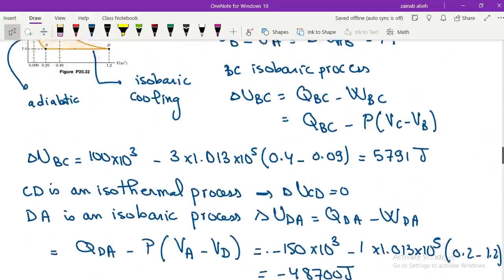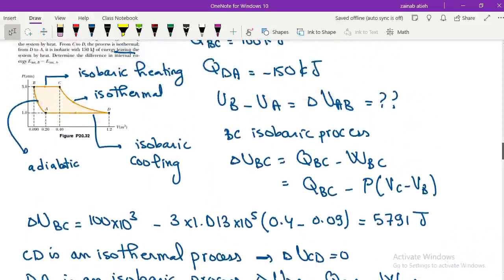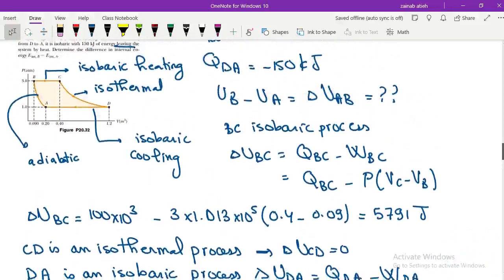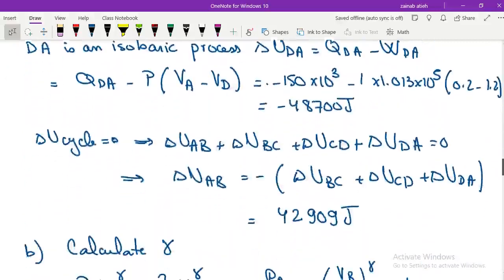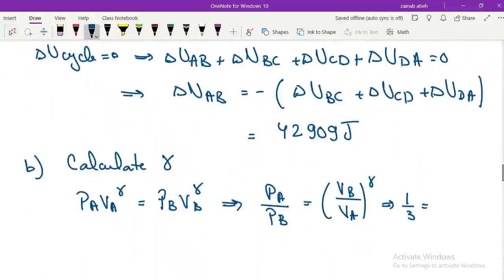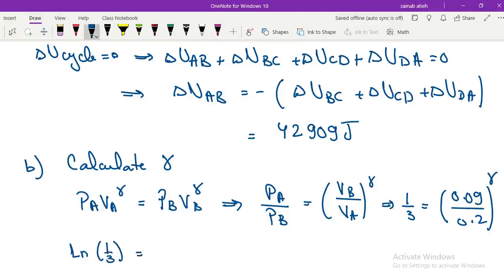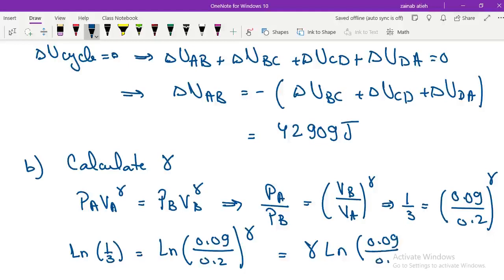Okay, so VB is equal to 0.09 and VA is 0.2. So 1 over 3 equals (0.09 over 0.2) to the power gamma. Now how to find gamma? You just have to use an ln function. So ln 1 over 3 is equal to ln of (0.09 over 0.2) to the power gamma. So ln to the power gamma will give me gamma times ln of 0.09 over 0.2.